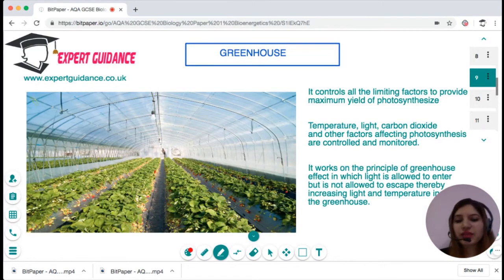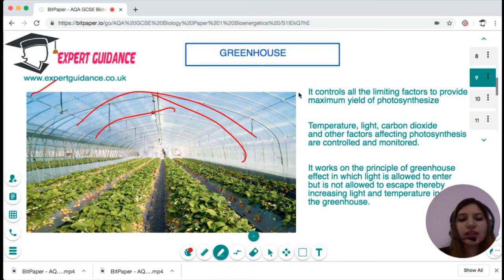Okay, so next is a greenhouse. I think you must have seen in some nurseries, they cover and grow the plants in these covered conditions. The purpose of the greenhouse is that it controls all the limiting factors to provide the maximum yield of photosynthesis. The limiting factors like temperature, light, and carbon dioxide are manually controlled. It works on the principle of the greenhouse effect, and it is beneficial for countries like the UK, where the temperature and light are not that high during the winter season. So you can put the plants in the greenhouse. The greenhouse allows the light to enter but doesn't allow it to escape. So thereby the temperature is maintained and the light intensity is maintained.